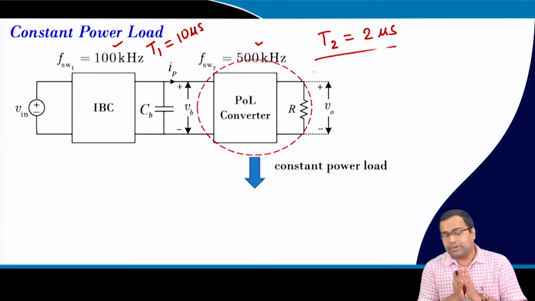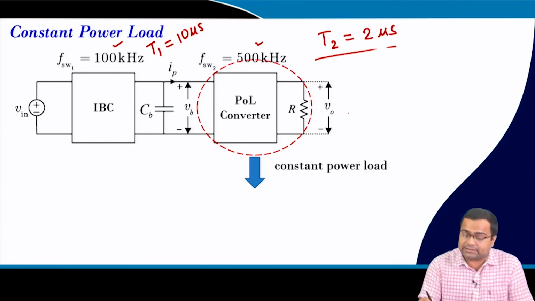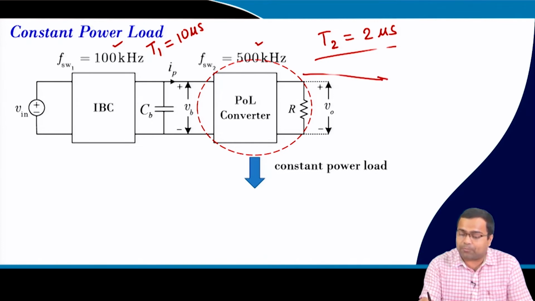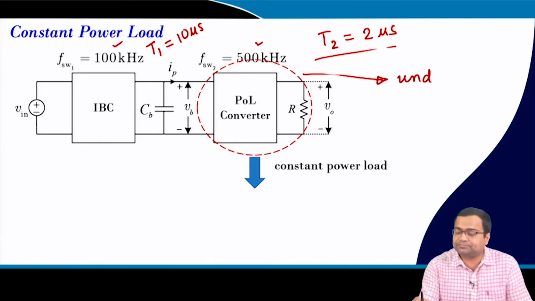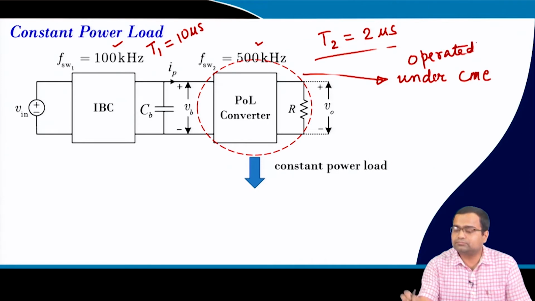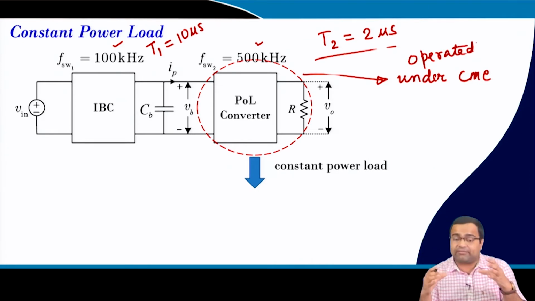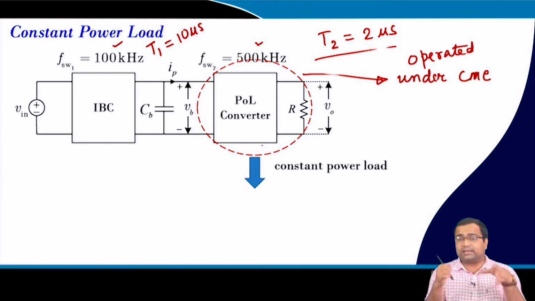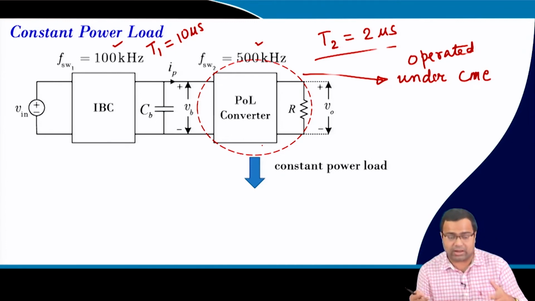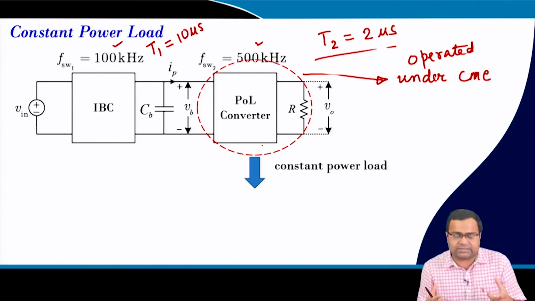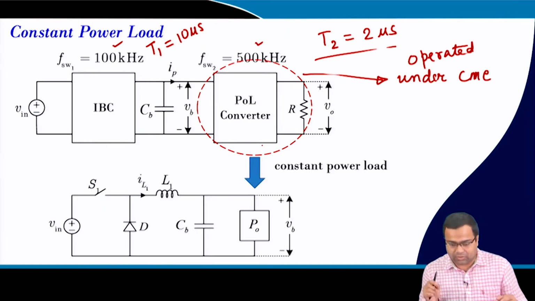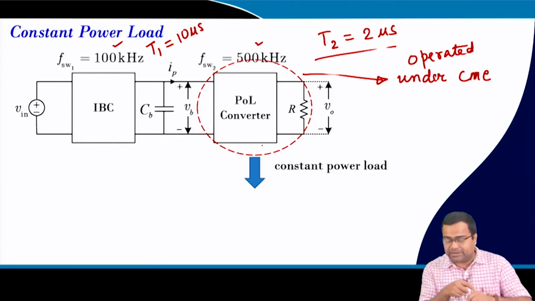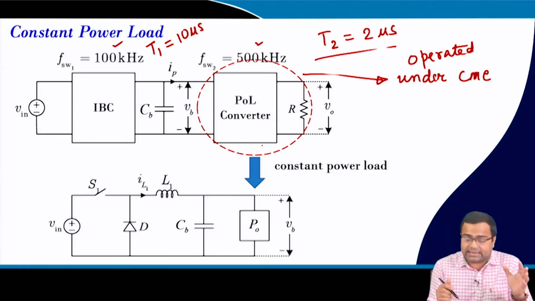Now, I want to show this POL converter is operated under current mode control that I have discussed, and it is operated at a very high switching frequency. So, for the IBC, this converter resembles a constant power load, and we want to see whether it really resembles a constant power load or not.